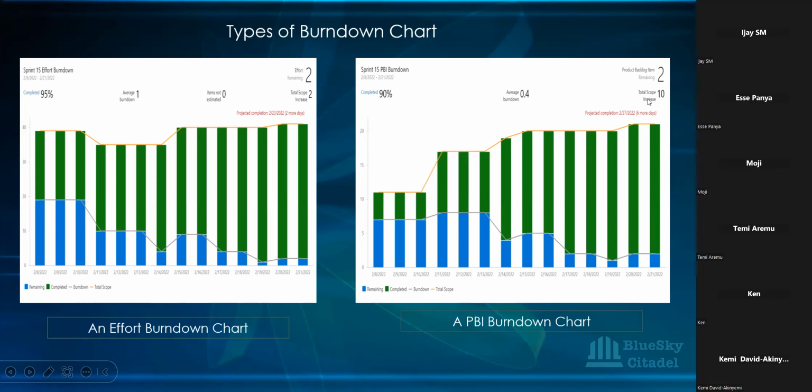But look at the total scope increase. It's showing that they took in more. And it's saying that these 2 backlog items they have are going to take them 6 more days to complete, based on the way they've worked during the sprint, based on the fact that they took in a lot. You can see total scope increase was 10.